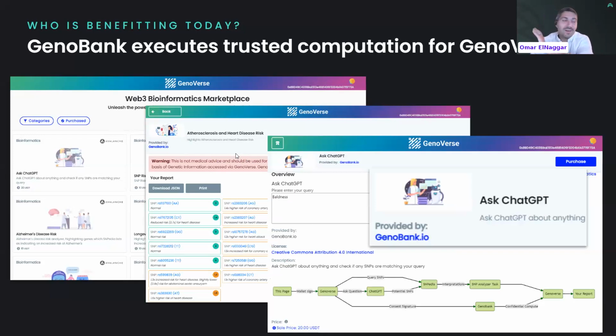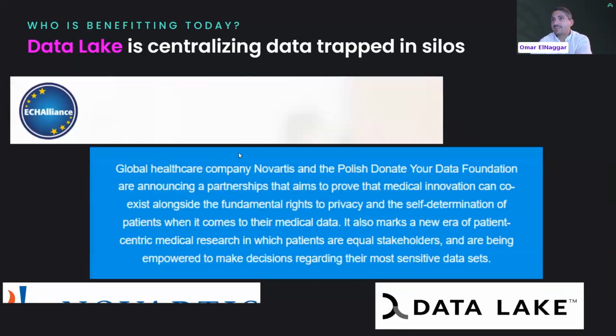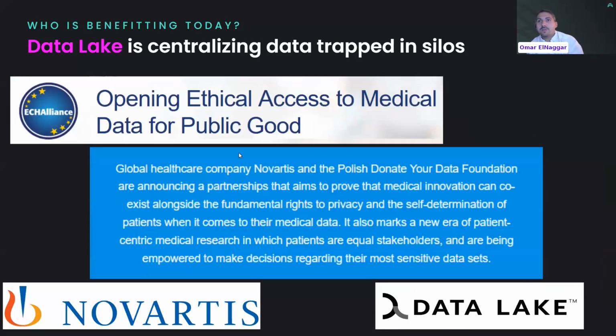The project that I'm, full disclosure, most excited about is Data Lake. They have partnerships with the government of Poland, the EU, and they recently did a partnership with Novartis that I'm thrilled to see materialize. I really think that this is where the space needs to go: merging the principles of decentralized science with traditional science practitioners that can bring a big budget to bear and get the best of both worlds.